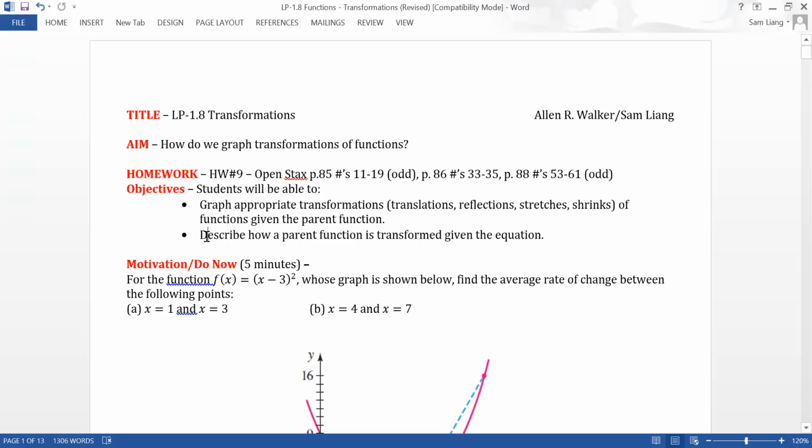And then the second objective is describe how a parent function is transformed given the equation. Okay. All right. So those are two objectives.